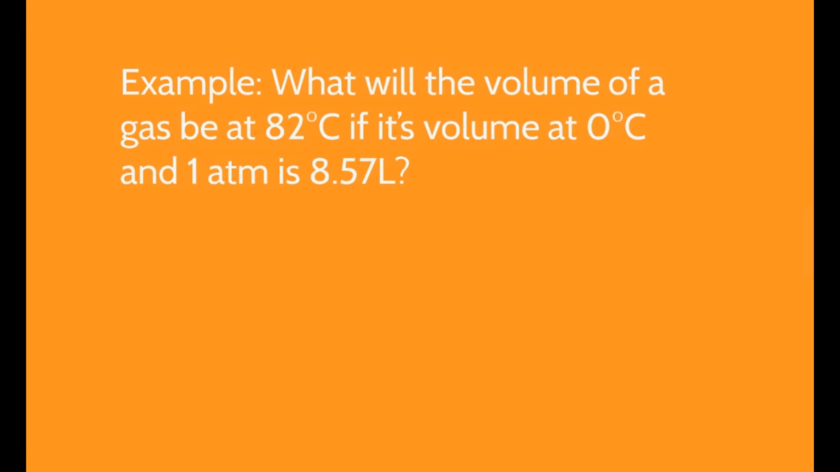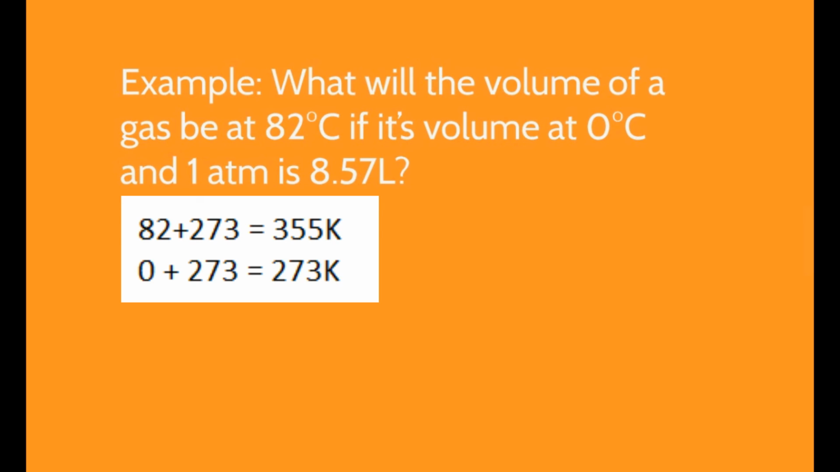So here's the issue right off the bat. You cannot plug in 82 and 0. You've got to turn those temperatures into K if they're not already. Last question, they were already in K for you, but this time they weren't. So to convert to K, it's whatever your Celsius plus 273. Technically, it's supposed to be 273.15, but who cares?